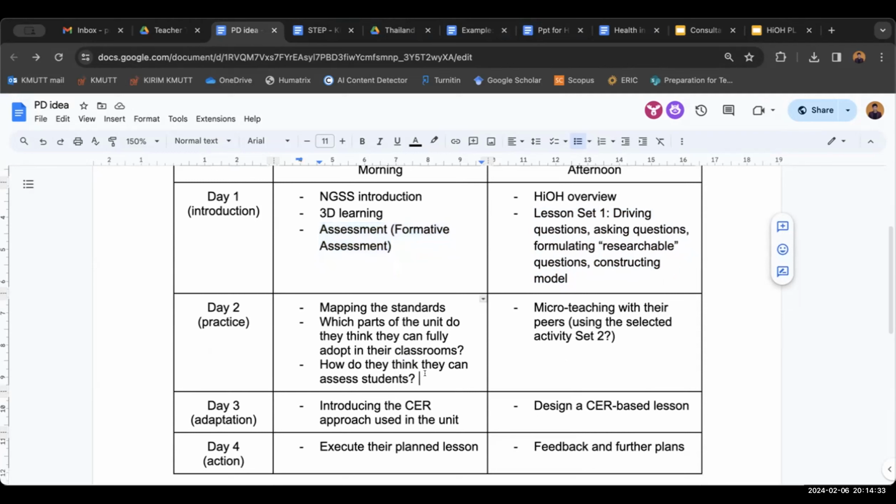So I think maybe on the second day when they think of the practicality of the learning module in their own context, like mapping the standard and seeing which parts of the unit they think they can fully run in the classroom and how they are going to assess and grade the students. And then we can show more examples of the rubrics and the assessment protocol in this part. What do you think?